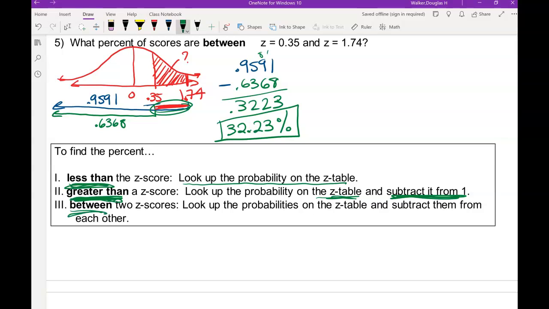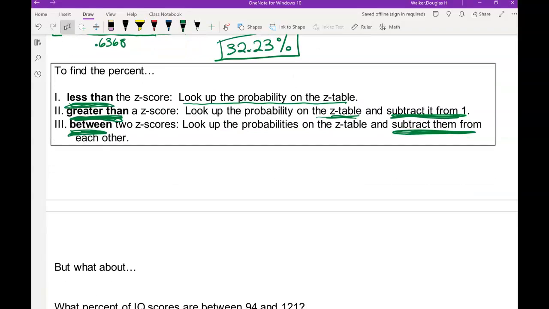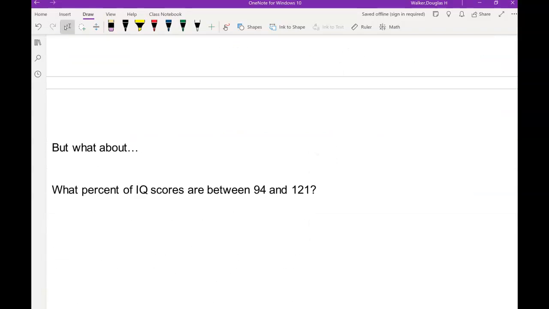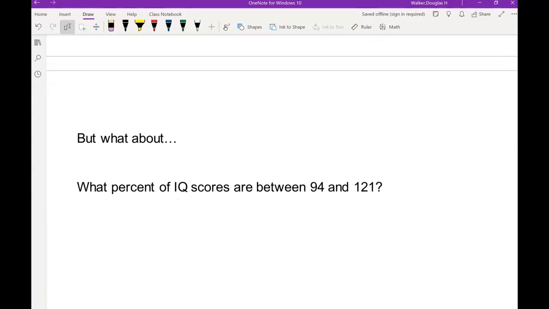And then this last one, if it's between the two z-scores, look up the two probabilities on the table separately and then subtract the probabilities from each other. Make sure you look them up on the table first. So now back to our question. What percent of scores are between 94 and 121?